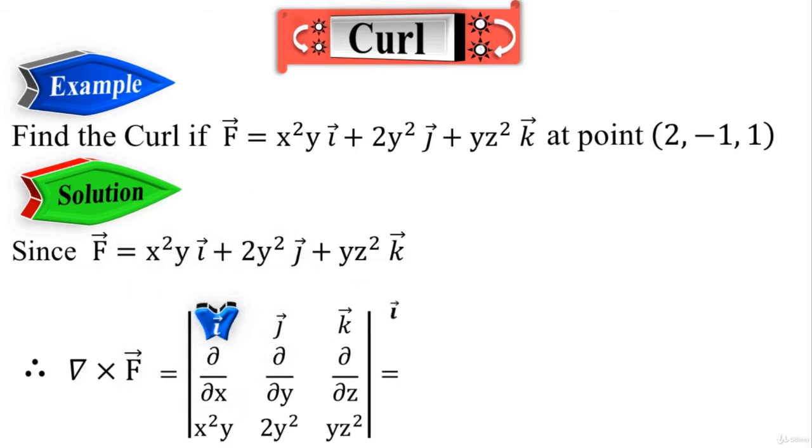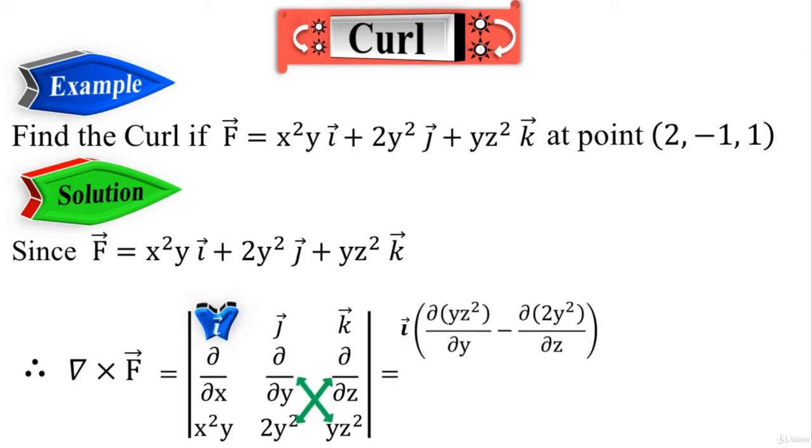So start from the i. Ignore the first row and the first column. Do cross multiplication between these four terms to have partial y z squared over partial y minus partial 2y squared over partial z.